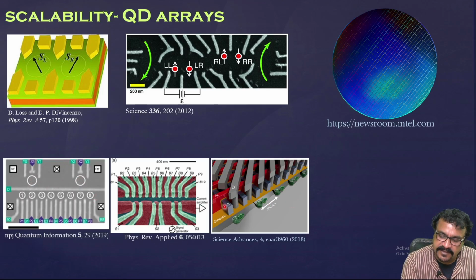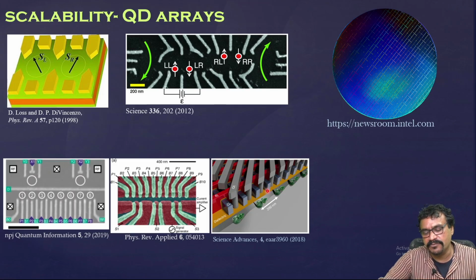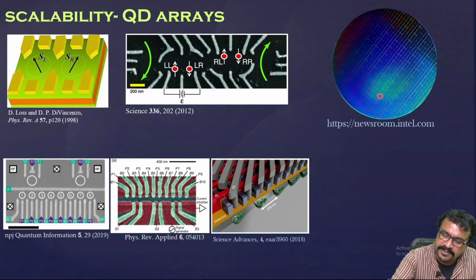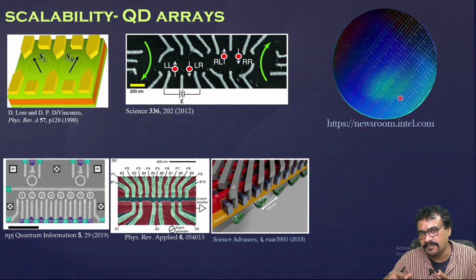This is the latest proposal where you can have a 2-dimensional array of dots by having a crossbar network of various electrodes, and you can apply voltage on each, and you can get a 2-dimensional array of these dots. This is how the research or technology is moving forward as far as scaling these dots and making a large array for a larger processor. And this is a picture from the newsroom of Intel, where they have made a large 300 millimeter wafer full of these kinds of qubits.